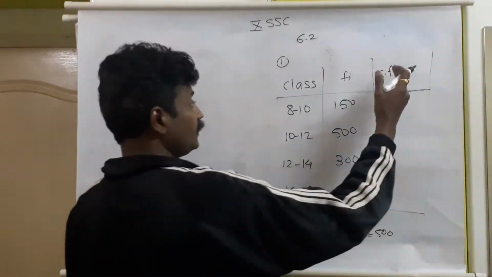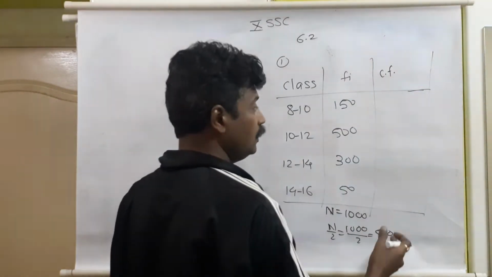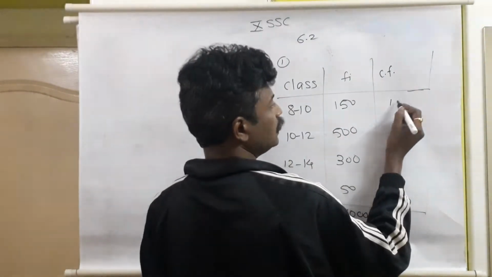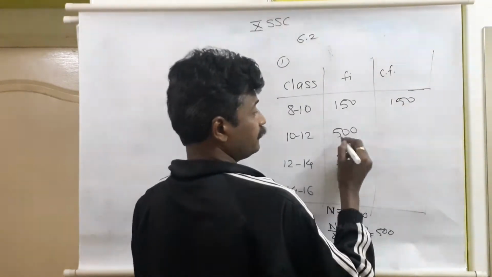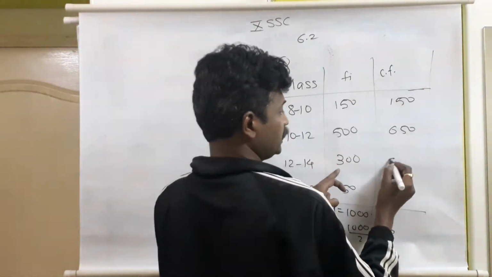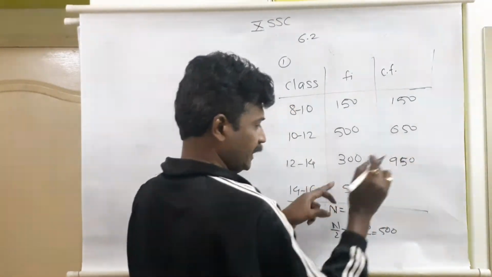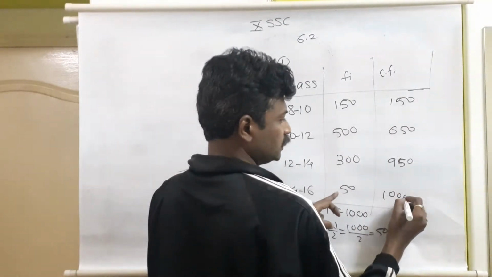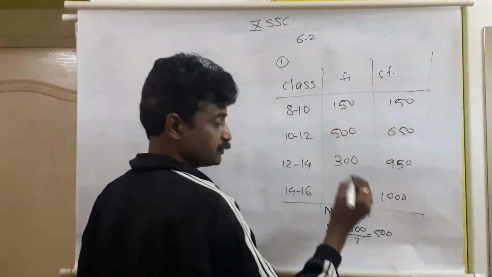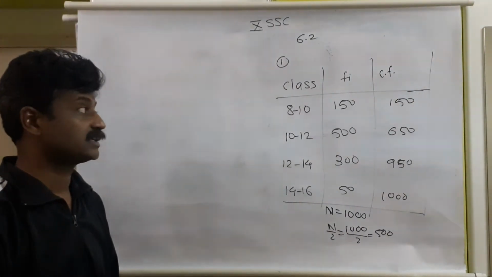Now cumulative frequency of less than type, so addition from top to bottom. First frequency as it is, 150. 150 plus 500 gives 650. 650 plus 300 is 950. And 950 plus 50 is 1000. This value always matches with N, the cross-check that our calculations in the table are correct.